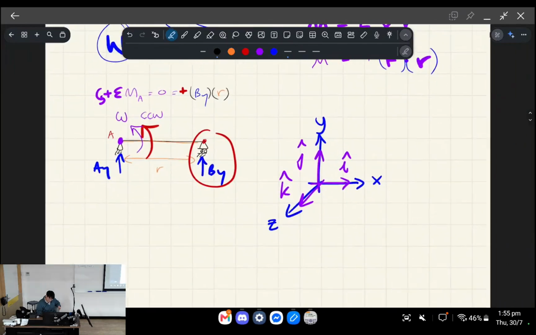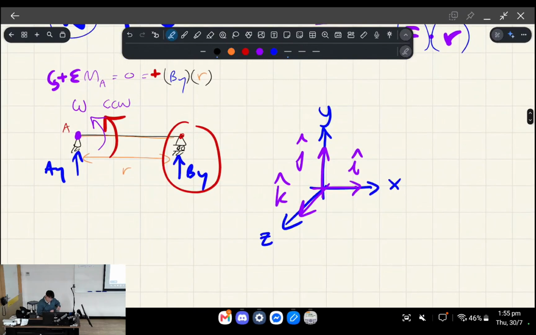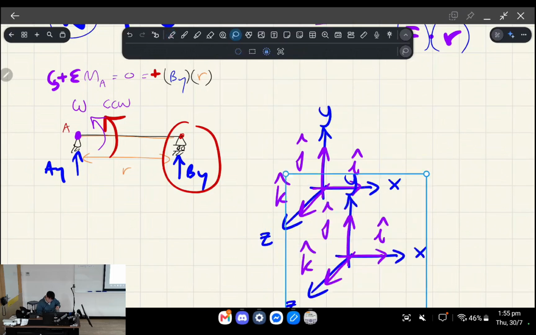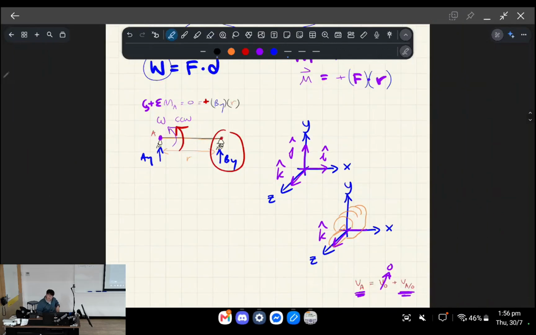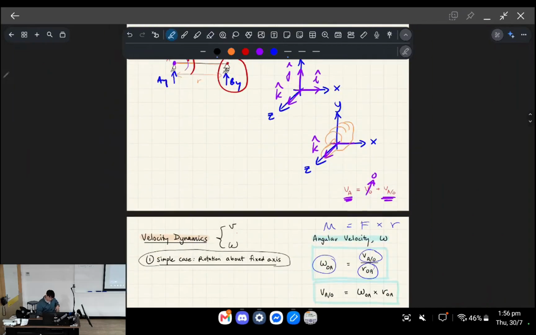Here's how I like to draw it. If I was to overlay this, then it'd be like thumb, finger, finger, finger, like that. It's the right hand rule. So if you're curling your hands counterclockwise, it's referring to the positive z, positive k direction. Any other questions for now? Are you all good, by the way?